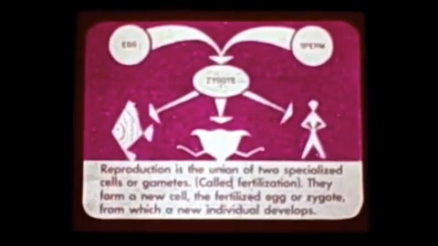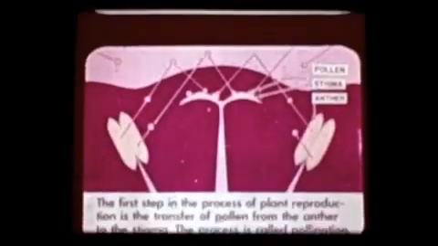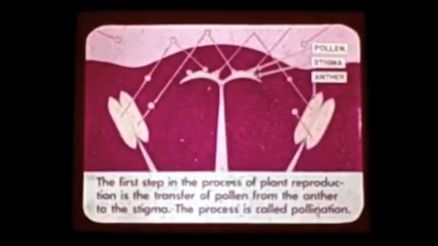Reproduction is the union of two specialized cells, or gametes. They form a new cell, the fertilized egg or zygote, from which a new individual develops. The first step in the process of plant reproduction is the transfer of pollen from the anther to the stigma. The process is called pollination.